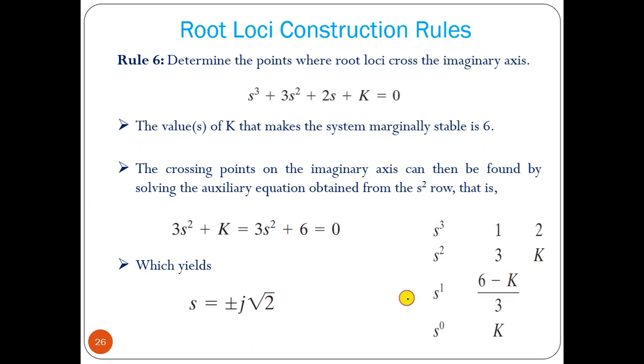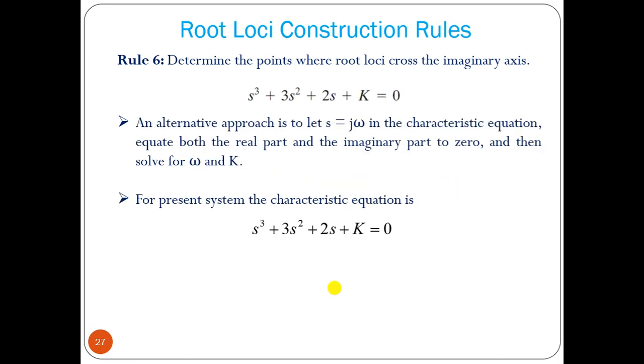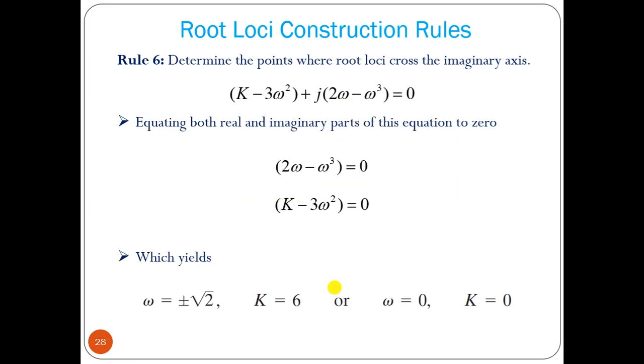6, then it will be 0. Enter row 0. So we have to take the auxiliary equation 3s square plus k equal to 0. From that we can find out s. Okay, this is one way to solve. Another way is a very simple way.